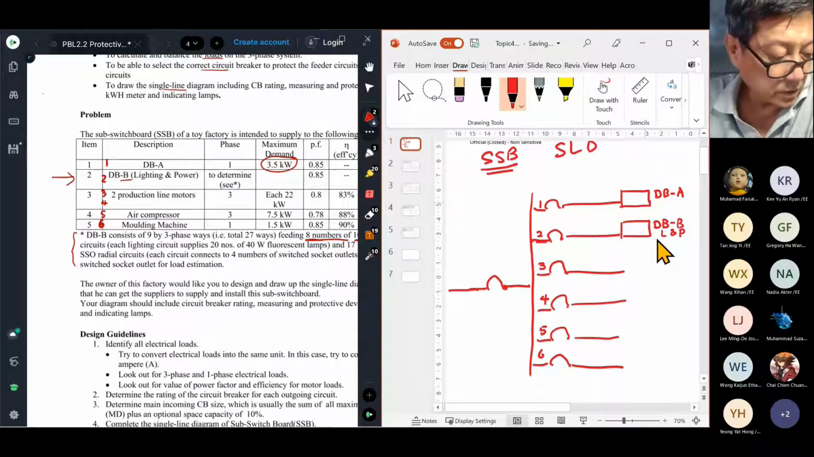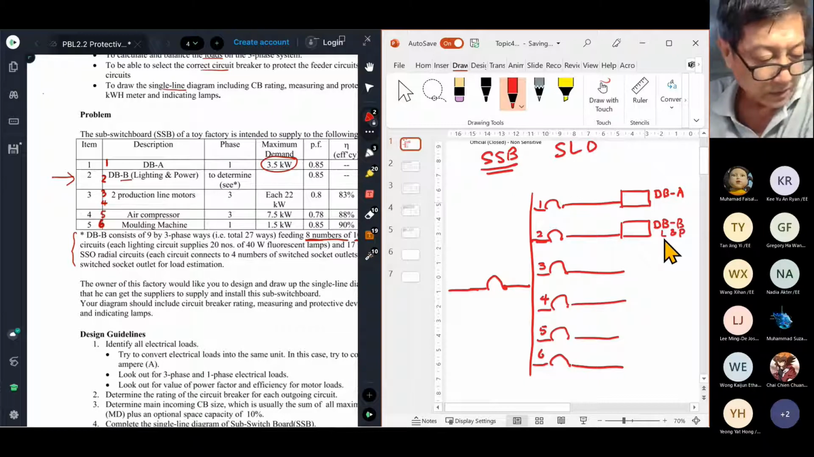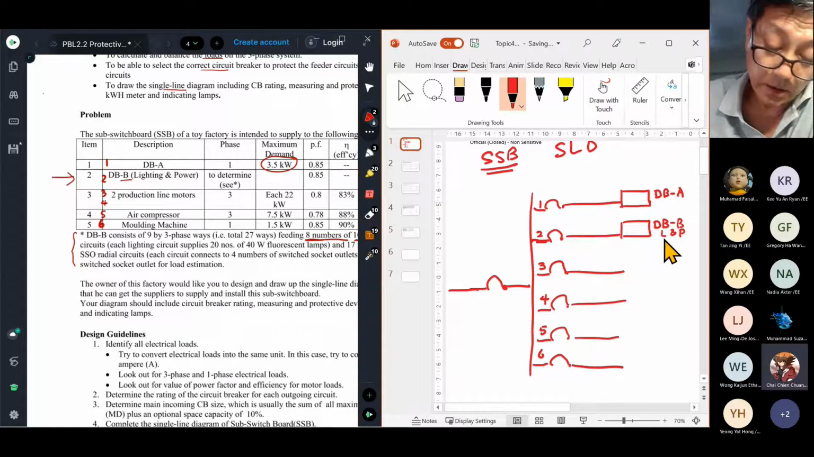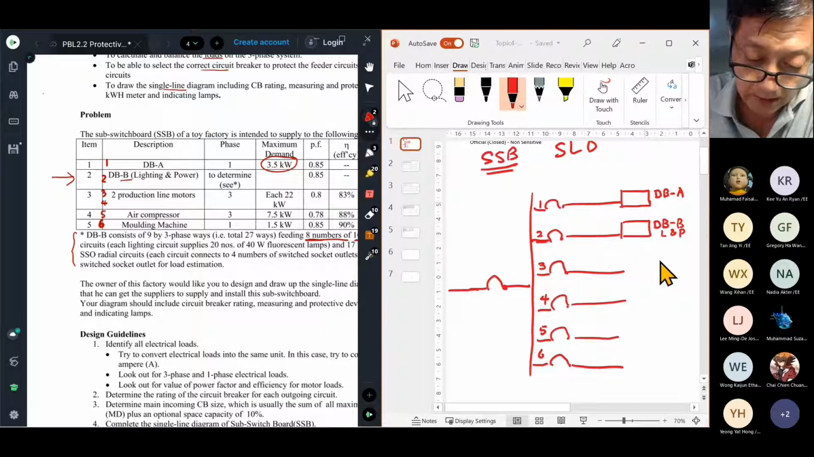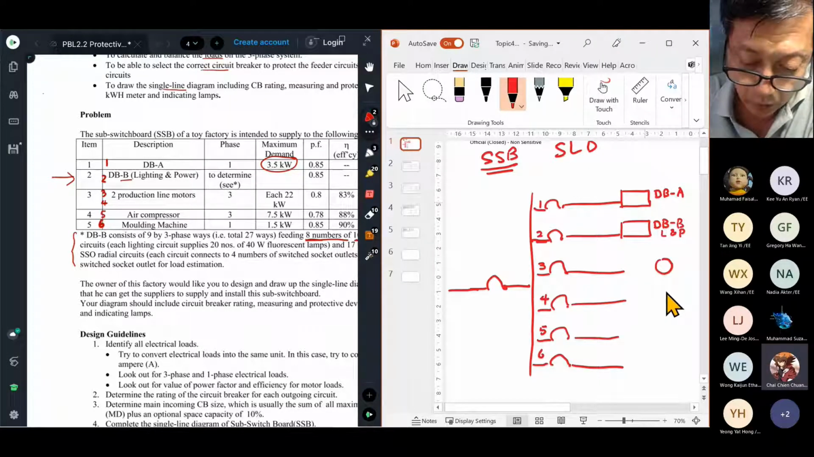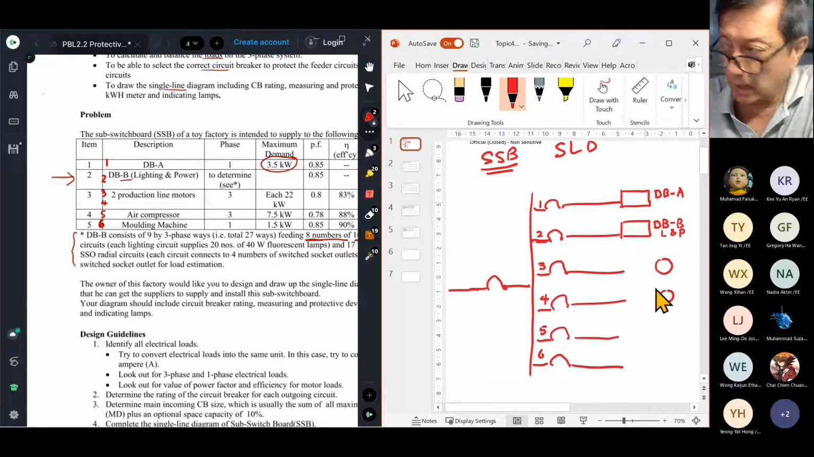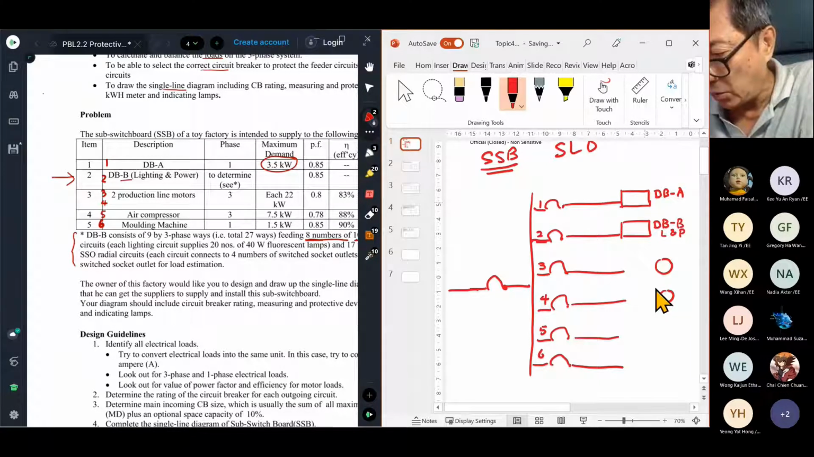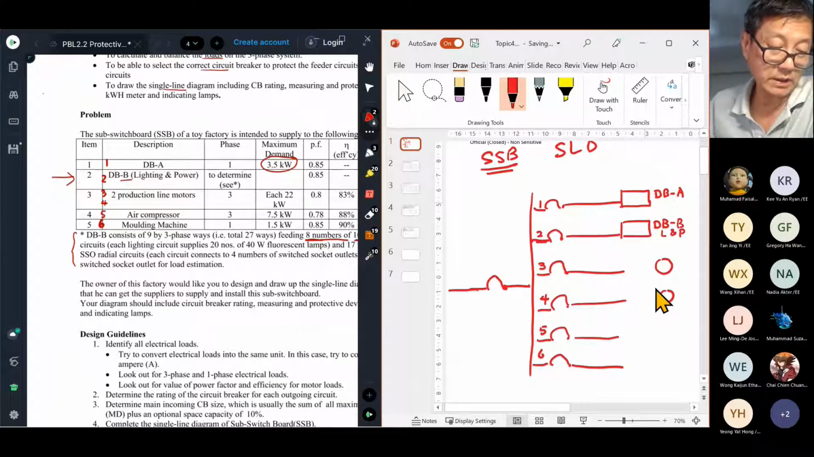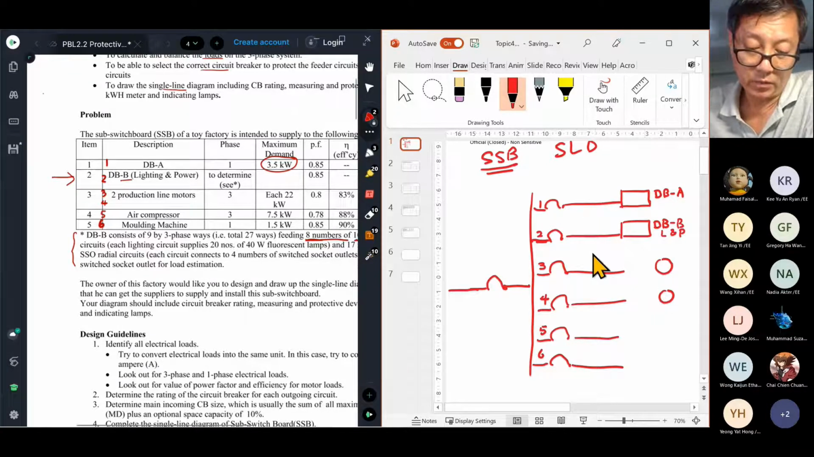Then comes circuit number 3 and number 4. Lester, what is connected at the end of circuit number 3 and number 4? The motor. Okay, so I have 2 motors. They are the same type. So do we connect them in the same circuit or what? No, we cannot. For motors, we usually supply 1 circuit to 1 motor. We try not to share because motors generally are bigger loads.